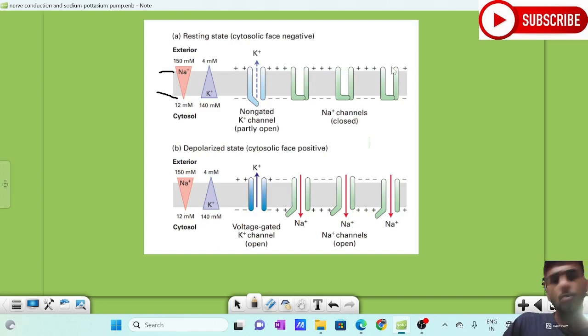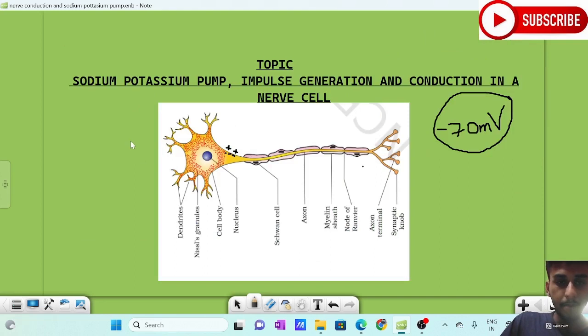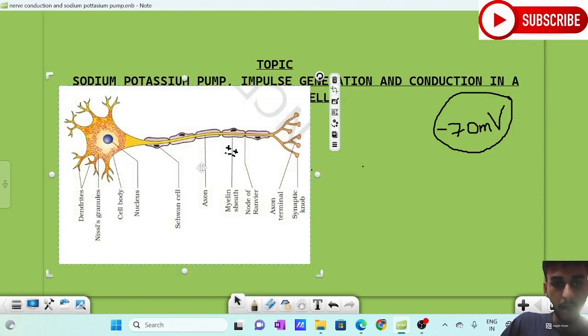So what happens if a signal is approaching? How is a signal approached? Look, how a signal is being approached. I will make a copy of it.